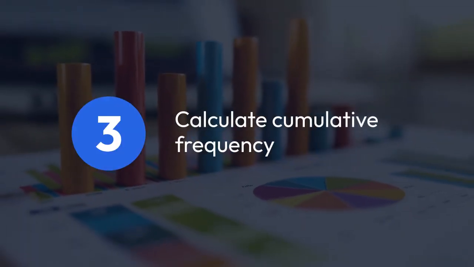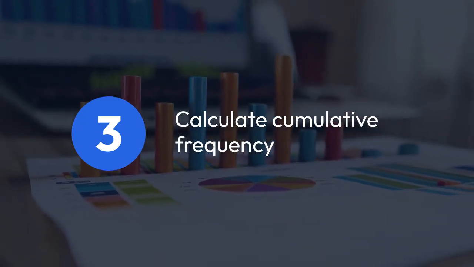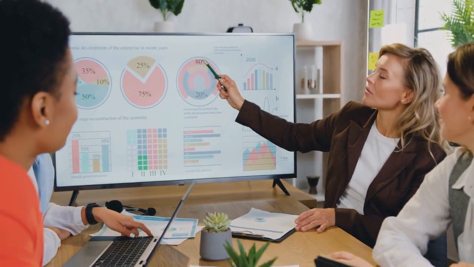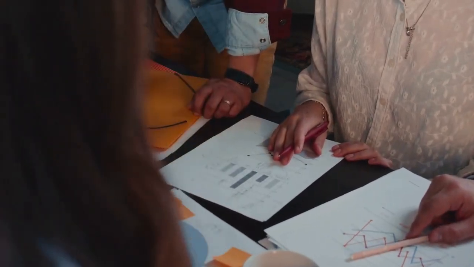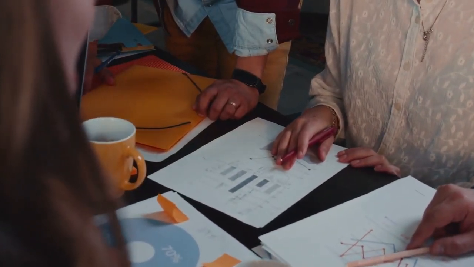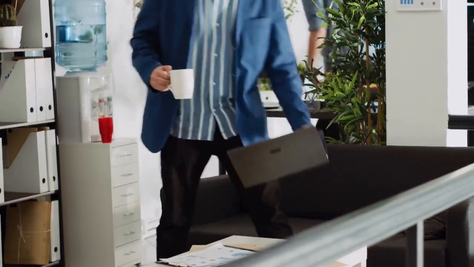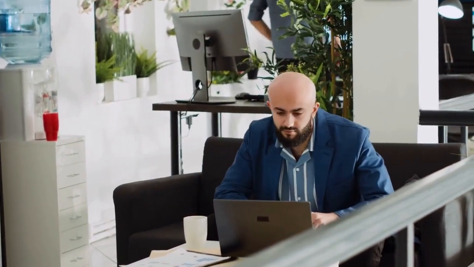3. Calculate cumulative frequency. Add a third column to calculate the cumulative frequency. In the first row of this column, enter the frequency of the first defect. In the second row, add the frequency of the second defect to the frequency of the first defect. Continue this for all rows. Each cumulative frequency is the sum of all preceding frequencies plus the current row's frequency.